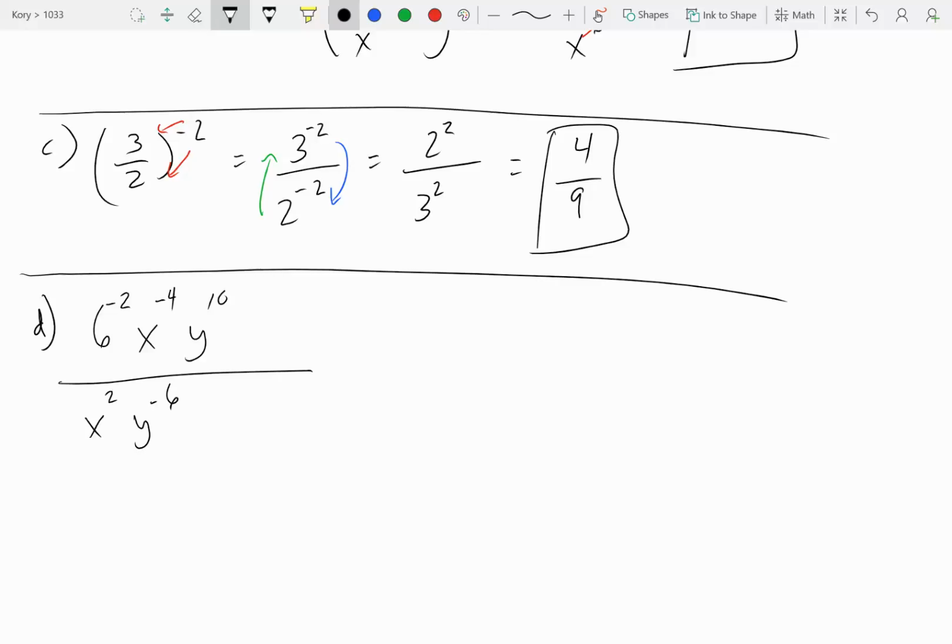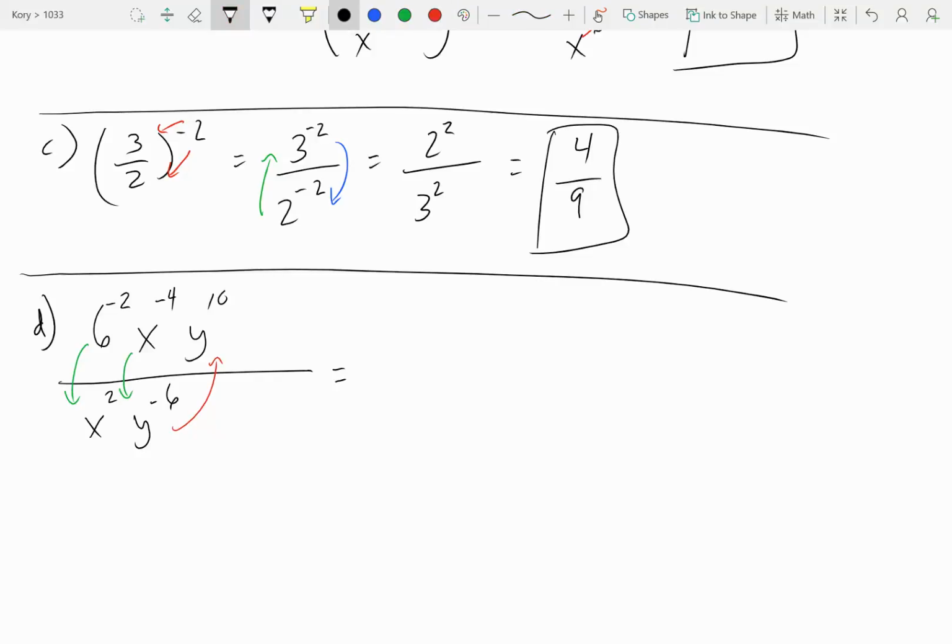Alright, so we have 6 to the power of negative 2 times x to the power of negative 4 times y to the power of 10 all over x squared times y to the power of negative 6. So again, remember, we need to simplify as much as we can, and then we're going to start flipping things. But there's no exponents on the outside. There's nothing that we need to combine, just like part C, where we had to distribute that -2 exponent. There's nothing to do that here. So we can go ahead and flip things how we want to.